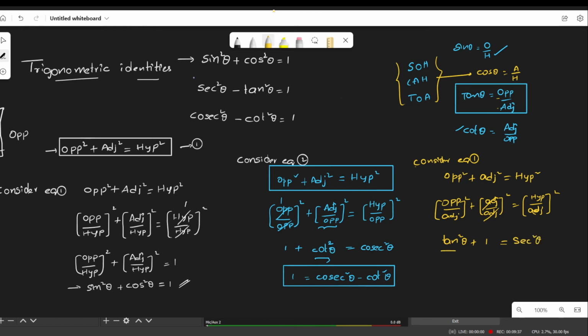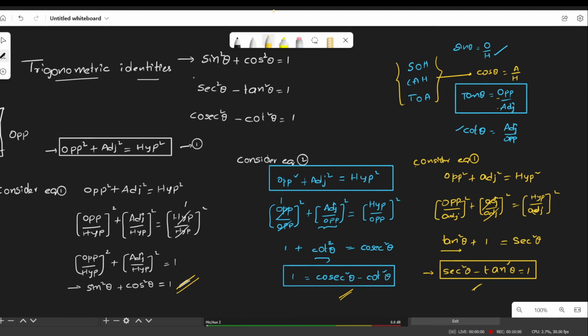Now send this tan to that side. It will become secant square theta minus tan square theta is equal to 1. And that's our third identity. And now we have proven all these three identities. Sin square theta plus cos square theta is equal to 1. Secant square minus tan square is equal to 1. Cosecant square theta minus cot square theta is equal to 1.